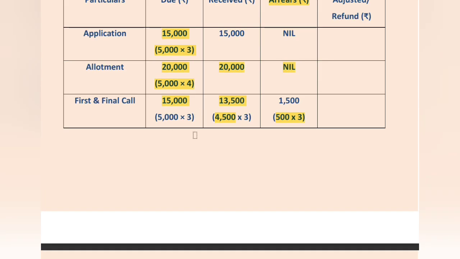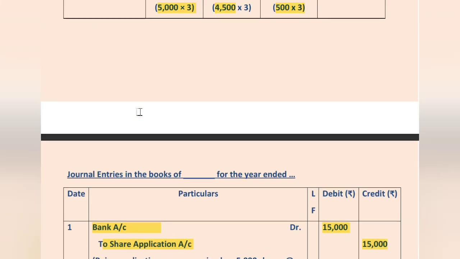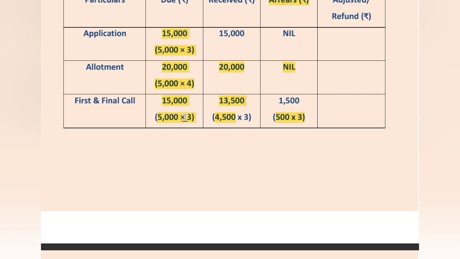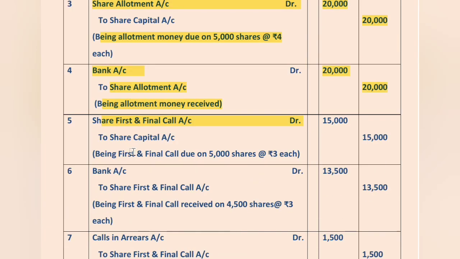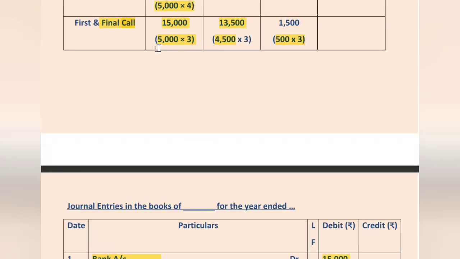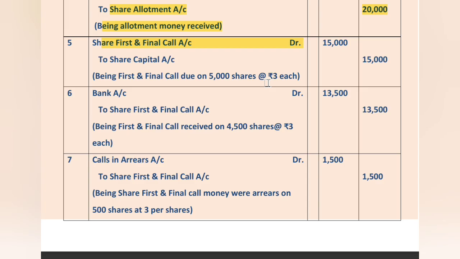Next, go with the share first and final call here. First and final call, how much is due? 15,000. Equity share first and final call account debit to share capital account, right? 15,000 amount is due. Now how to write: being share first and final call money due on 5,000 shares at rupees 3 per share, which means 15,000.